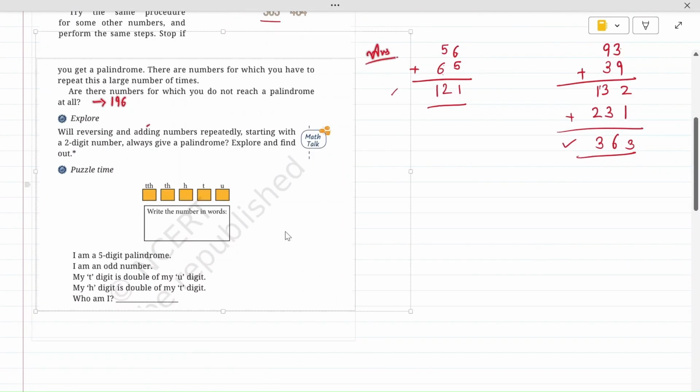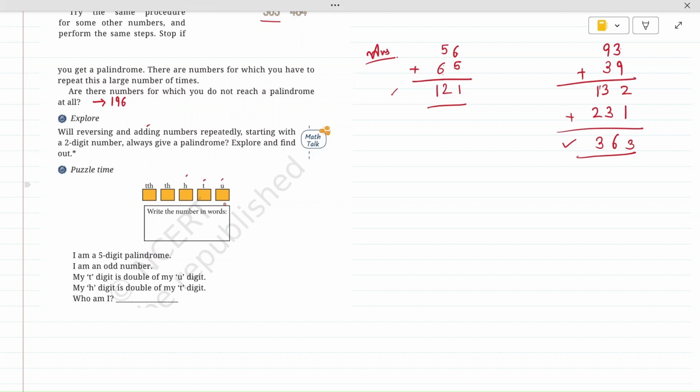Let us see what is there in it. I am a 5-digit palindrome. This is a 5-digit palindrome number given to us. And I am an odd number. Also mentioned here is that it's an odd number. My tens digit is double of my unit digit, the one at the ones place. And my hundreds digit is double of my tens digit. Now we have to find what this number is.